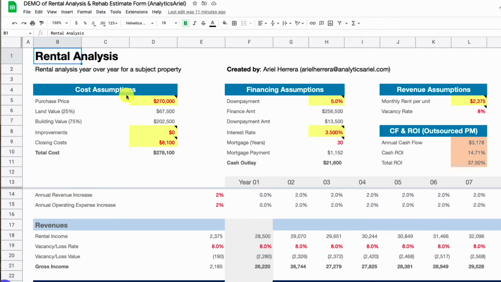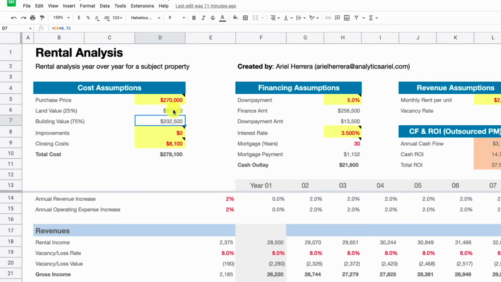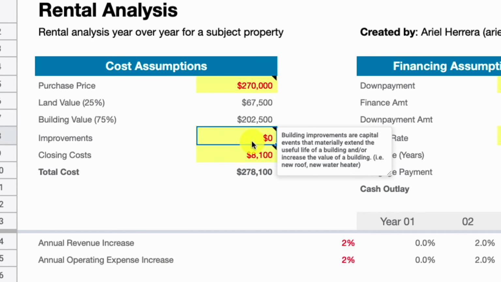So under cost assumptions, you'll have your purchase price, so what you agree to pay to the seller. Land value and building value is typically 25% of the purchase price, which I already have some automatic calculations to get that. Then improvements. In this case, I was going for something that was turnkey. Turnkey meaning that it needed no fixes. It's a 2018 built home. In 2020 I purchased it, so it's practically brand new.